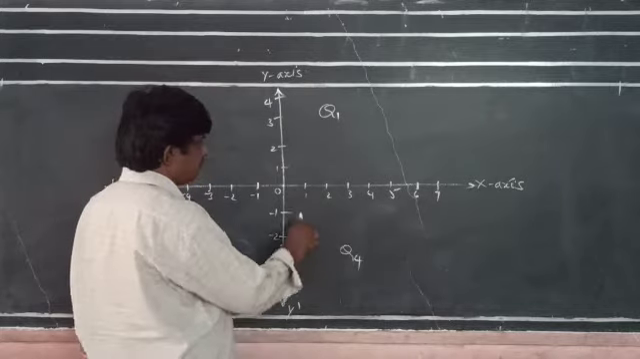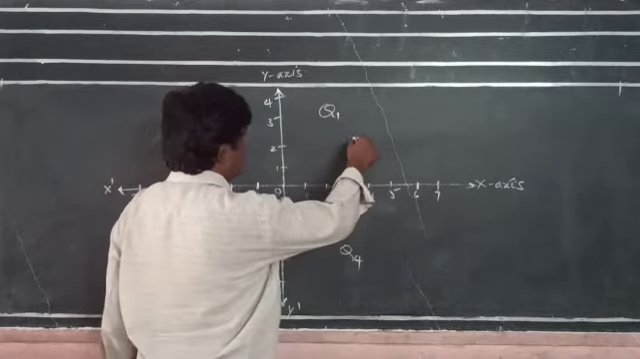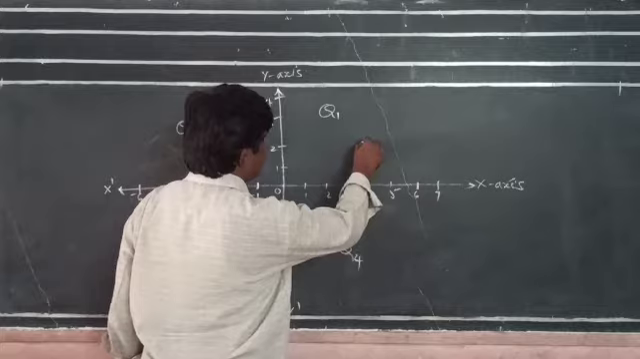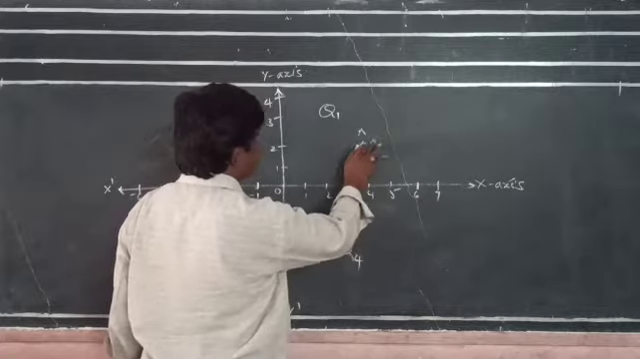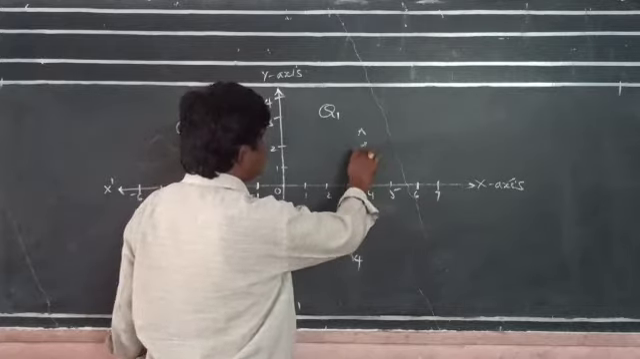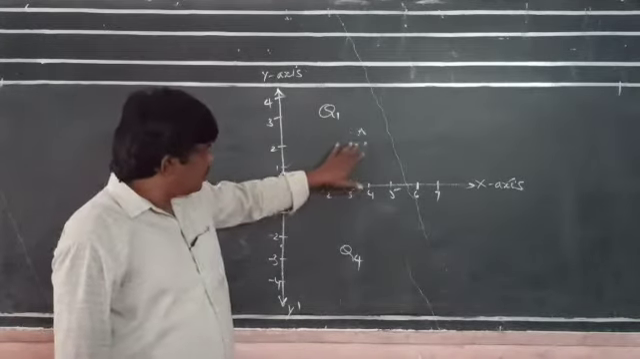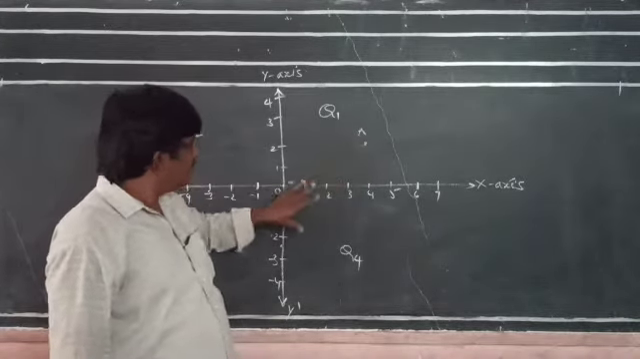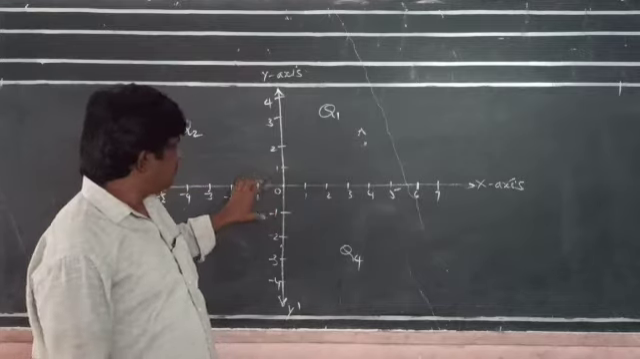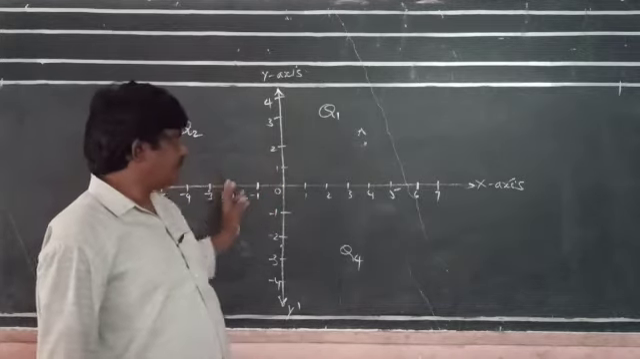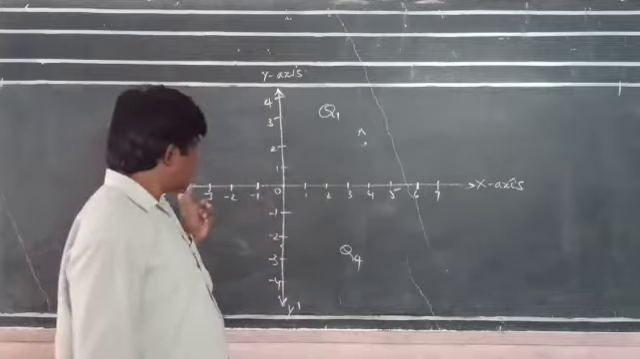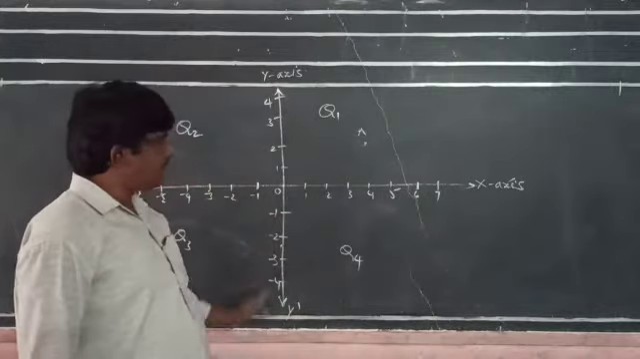Suppose there is a point here. Let this point be A. So where is this point? To address this point, I am using number line references. What number lines? One is the x-axis and the other is the y-axis.